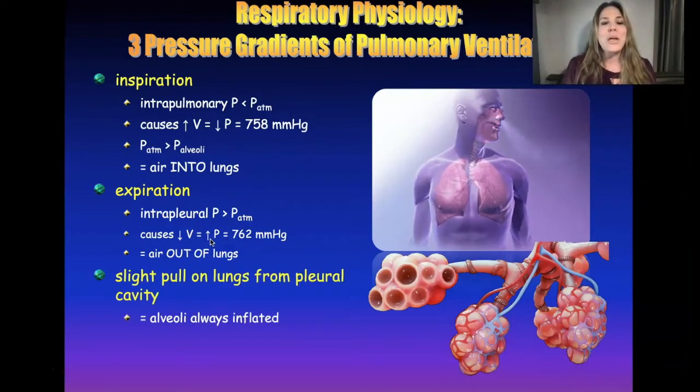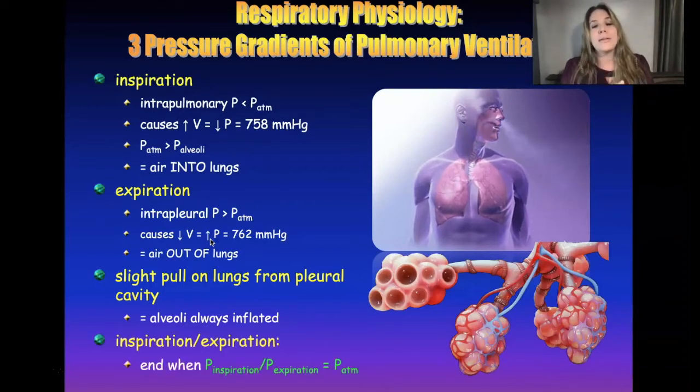Now, it's worth noting that the alveoli inside your lungs are always going to remain inflated. If they didn't, we'd have a problem. And so there's always going to be a slight pull on the lungs from the pleural cavity. This is related to, for example, the parietal pleura pulling on the visceral pleura, which pulls on the lungs. So that keeps the alveoli always inflated.